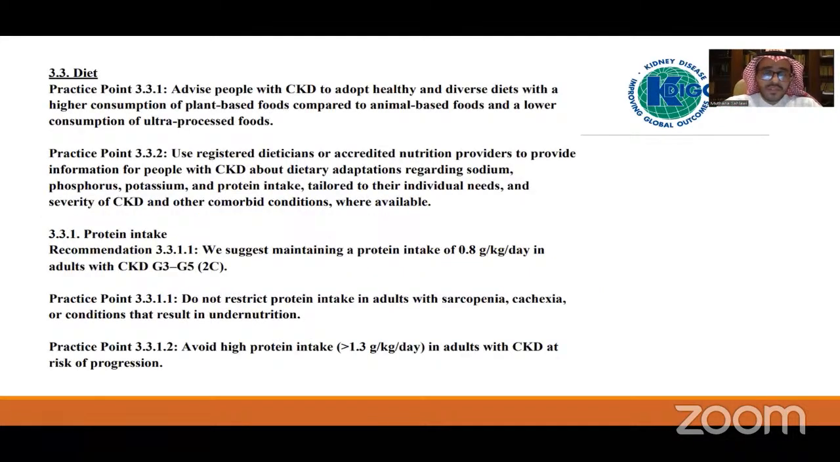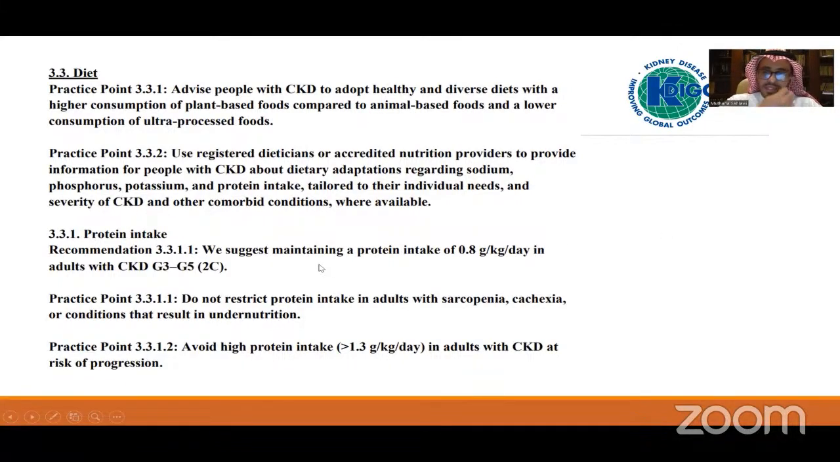In terms of diet, we should always encourage patients to adopt a healthy and diverse diet, focusing more on plant-based foods and, of course, with the avoidance of ultra-processed food. The dietitian has an important role in the CKD clinics or renal management clinic in talking with the patients about dietary adaptations, including sodium, phosphate, potassium, protein intake.